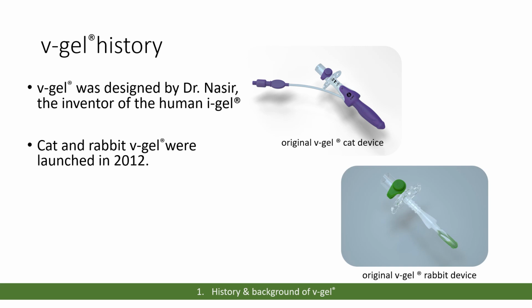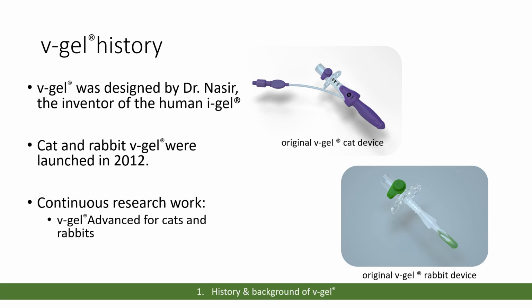And here you can see the cat and the rabbit v-gel devices. You'll notice that they have broadly similar shapes, but they differ in the details, and that's to allow them to match the anatomy of each species. And then behind the scenes, we have continuous research work progressing, and that's resulted in v-gel advanced for cats and rabbits, and other work going on in supraglottic airway device design for other species.